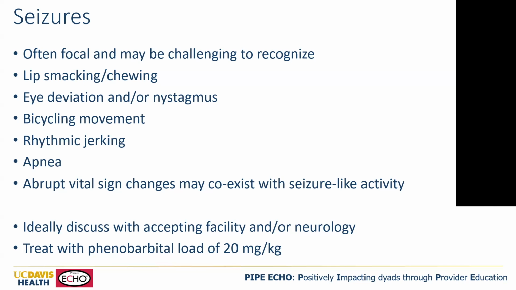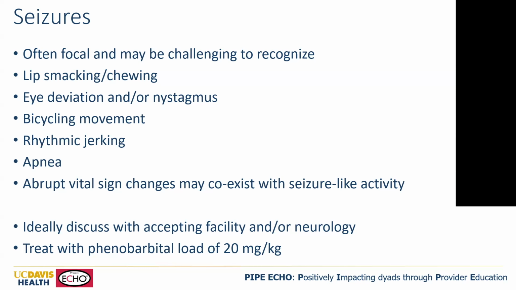Apnea, very common to see with seizures. And then abrupt vital sign changes. So sometimes we'll have a kid that doesn't do much. Maybe they have a little bit of eye deviation, but their heart rate shoots up and their blood pressure does too. And they're really tachypneic for a brief period of time, and they're not upset. You can't do anything to get them out of it. Suddenly it stops, and then it may or may not happen again.